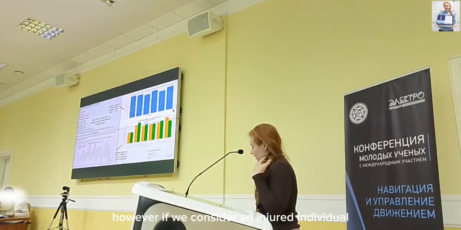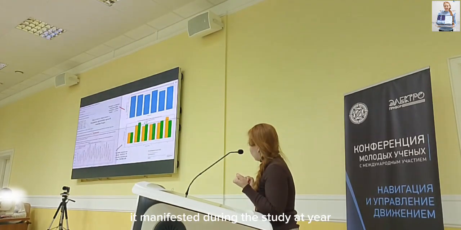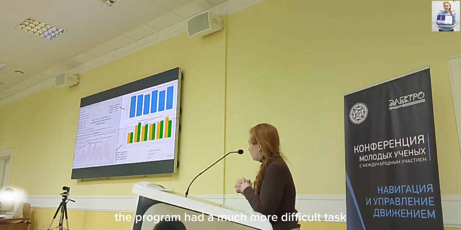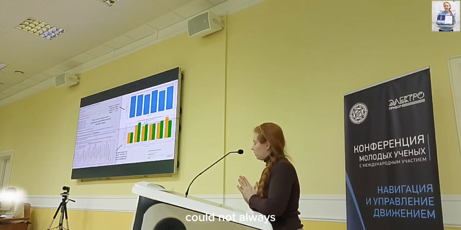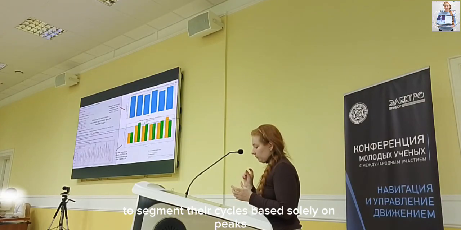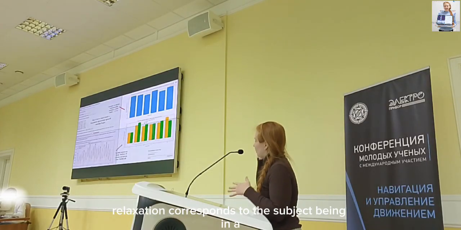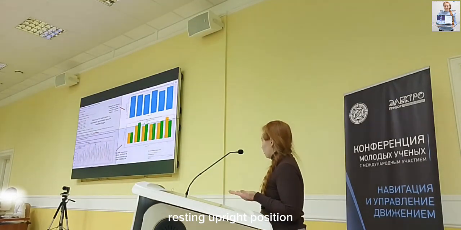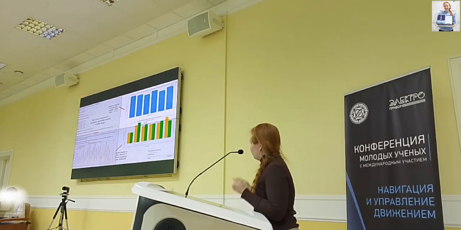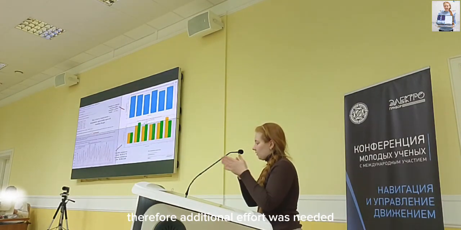However, if we consider an injured individual, in this case, although the injury was chronic, it manifested during the study. Here, at the attachment of the rectus femoris muscle, the program had a much more difficult task because the system could not always correctly determine the end of the previous cycle. It was not possible to segment the cycles based solely on peaks because not every peak of maximum elongation corresponds to the athlete being in a vertical, resting upright position. The system required a more complex approach, therefore additional effort was needed.